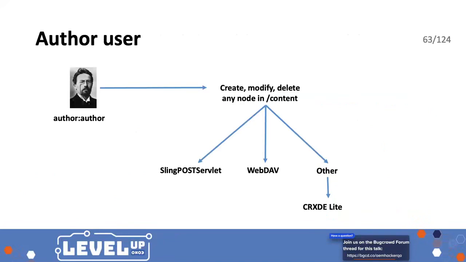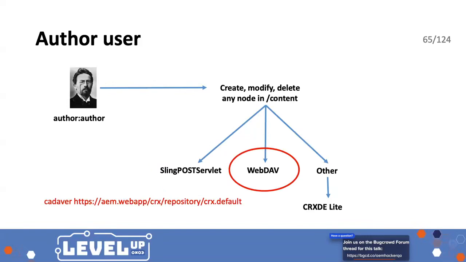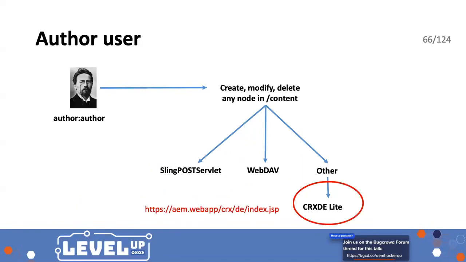If you have access as an author user, you can create new content, modify or delete existing content. You can completely deface the site. Author is a privileged user. You can manipulate content with the Sling POST servlet, or through WebDAV if WebDAV is enabled. Or, for example, you can use the CRXDE Lite console. That should be available at /crx/de/index.jsp.